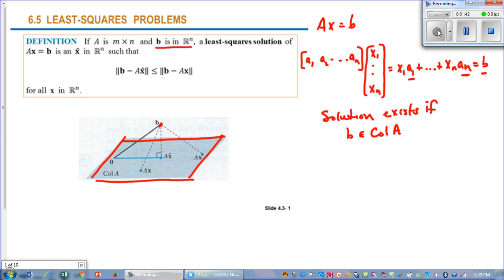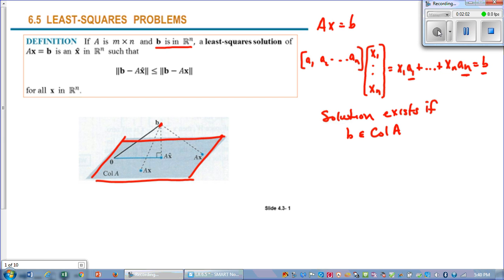So we want to find the closest solution. Of all the x's, if you look at the products A times x, which is what creates the column space of A, all of those vectors, which one will have the smallest difference from b?